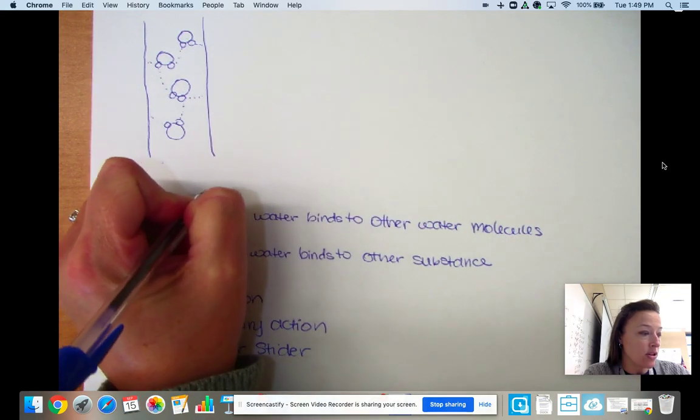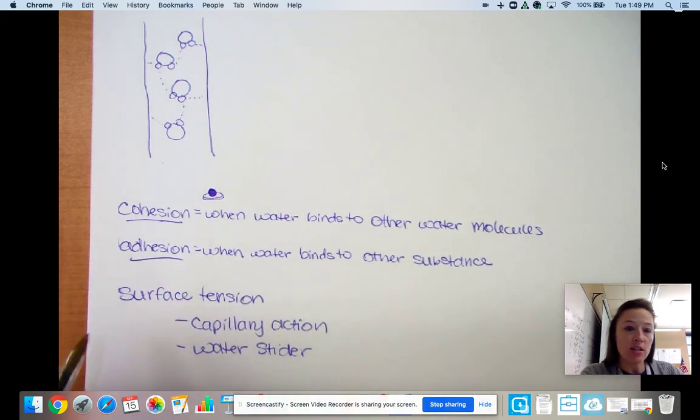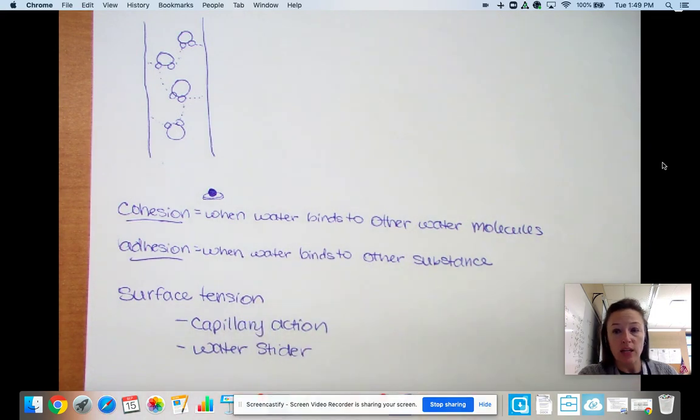Cohesion is also why we can get a drop of water on a penny, because that water is sticking to each other. Adhesion, if you have ever dipped a corner of a paper towel in water and you watch that water move up the paper towel, that is adhesion. So those are some other examples.